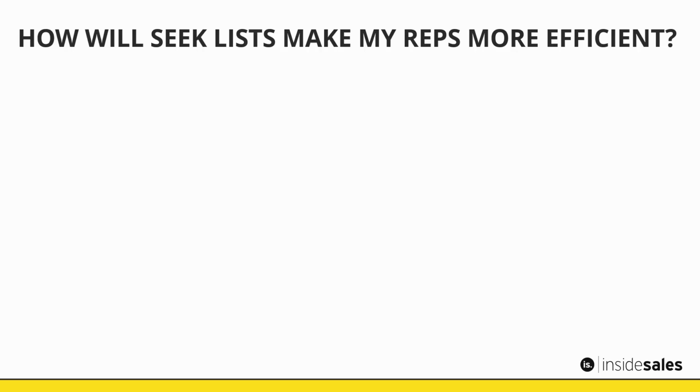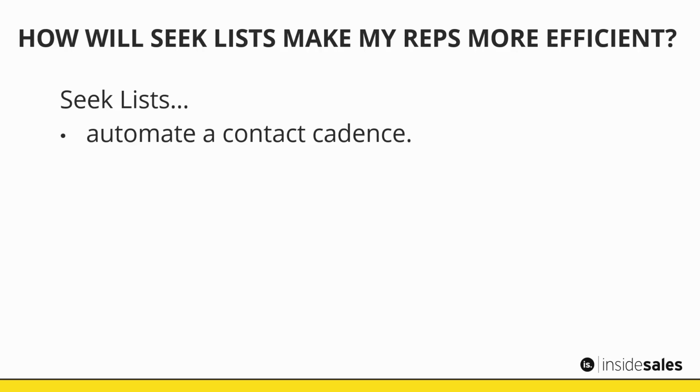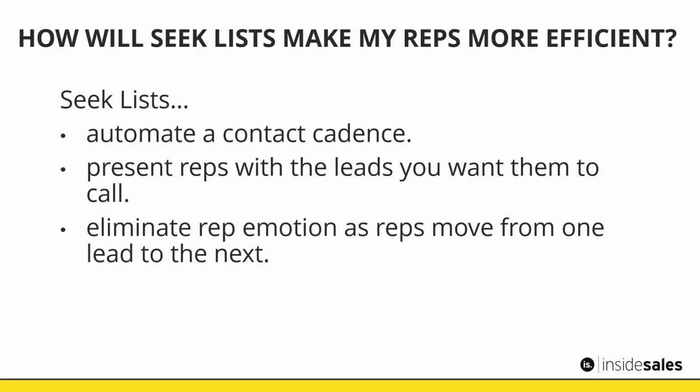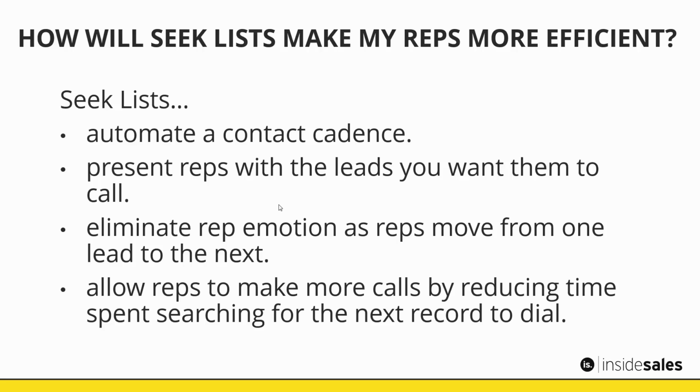So how are seek lists going to make your sales reps more effective? There's a few things that seek lists can do. First off, they can help automate a contact cadence. And they'll present reps with the leads you want them to call when you want them to call them. Seek lists will eliminate rep emotion as they move from one lead to the next. And they'll allow reps to make more calls by reducing the time spent searching for the next record to dial.